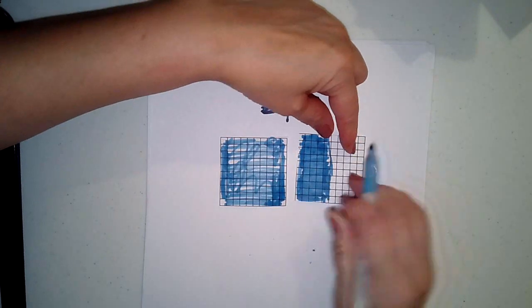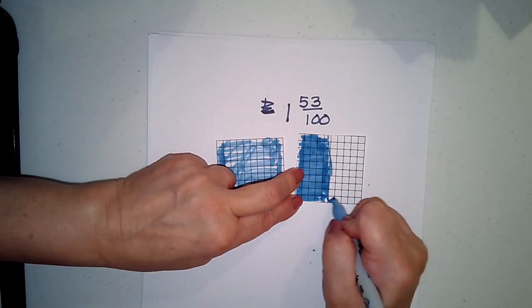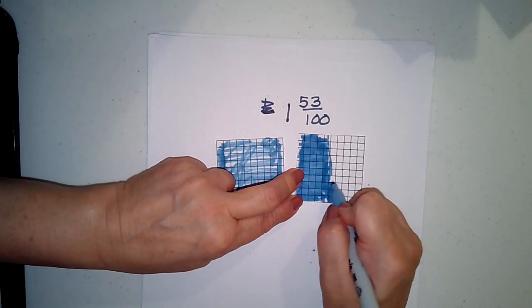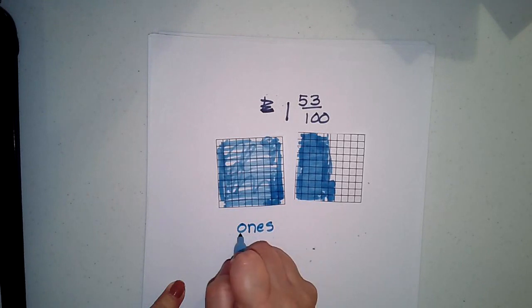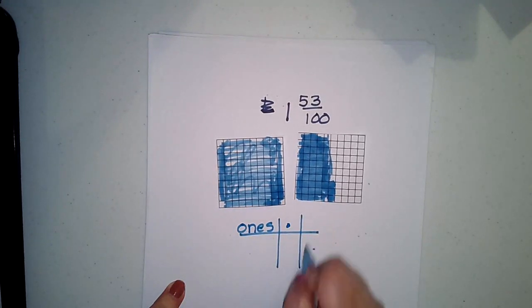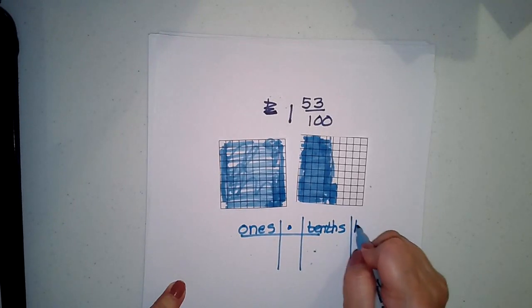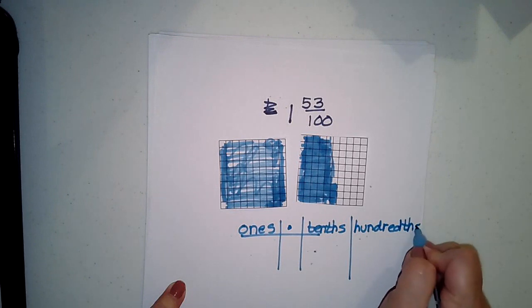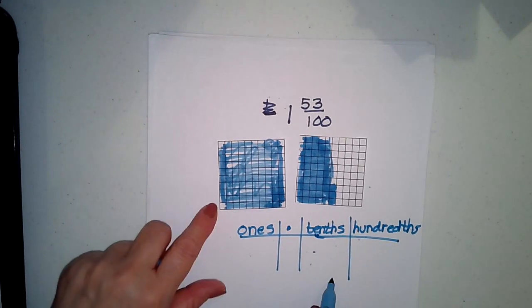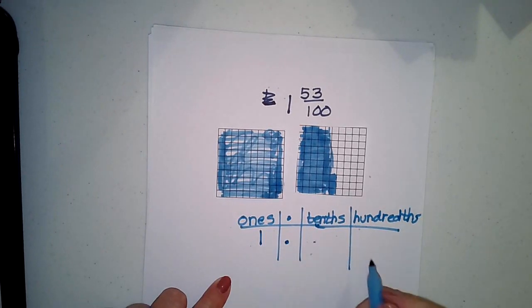All right, and then we're not done. We need to shade in 3 100ths. 1, 2, 3. Okay, let's write it in the form of a decimal. Ones, decimal point, tenths, and then hundredths. We do have a whole number, so we have 1 of them. Let's put the decimal point, tenths.